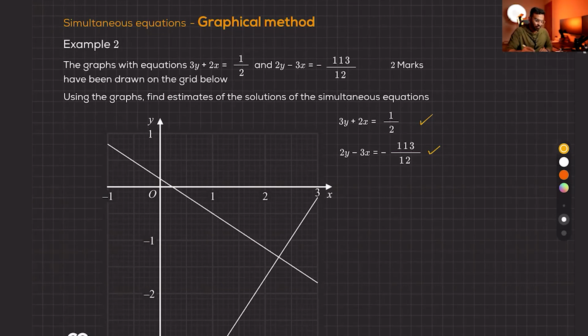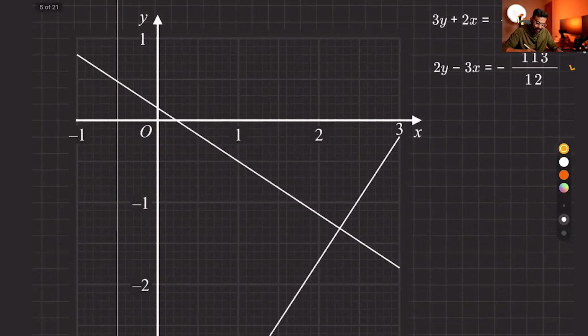There is a keyword here. Do you know what that keyword is? Let's go through this. The graphs of these equations have been drawn on the grid below. Nice. They've already drawn it for us. Using the graph, find estimates. What does that word mean? Estimates. Excellent, guys. You picked it up before me. Estimates. What does that mean? You're not going to be dead accurate, but you're just estimating. A guess from the graph. Absolutely. So, what do you guys think is a good estimate for this?